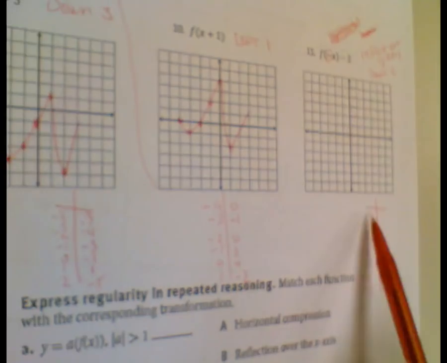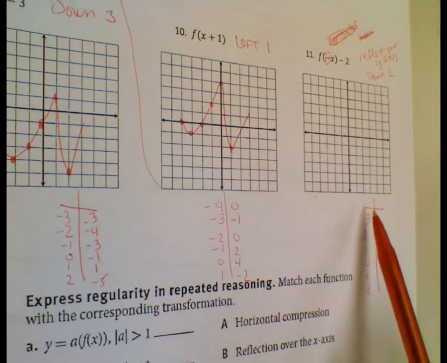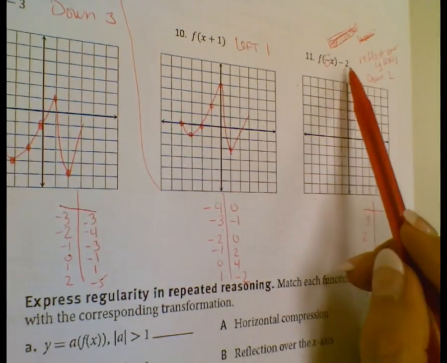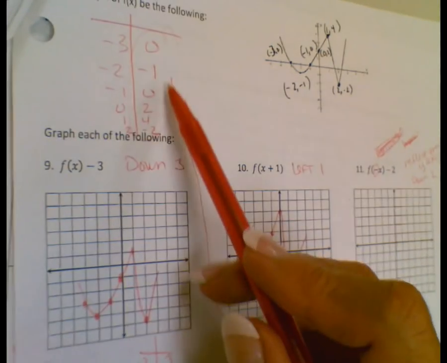And then I changed all those to the opposite. That's what a reflection of the y-axis is. The second transformation is down 2. That's on the outside. That means you're going to take all the original y's and you're going to subtract 2.